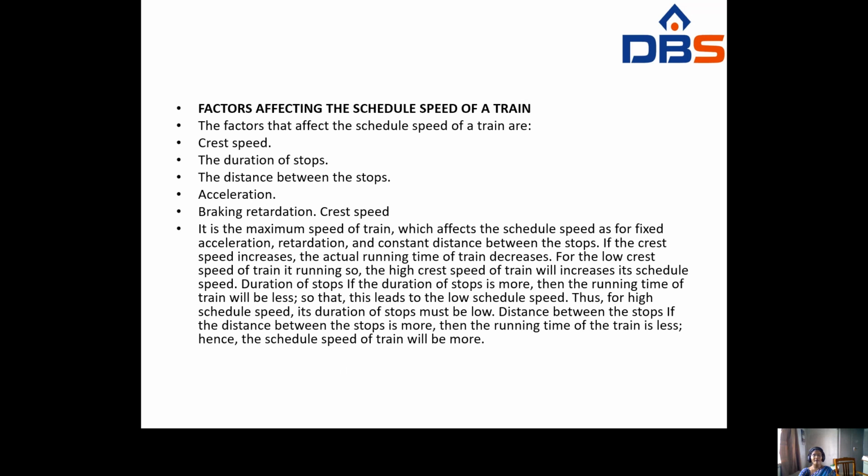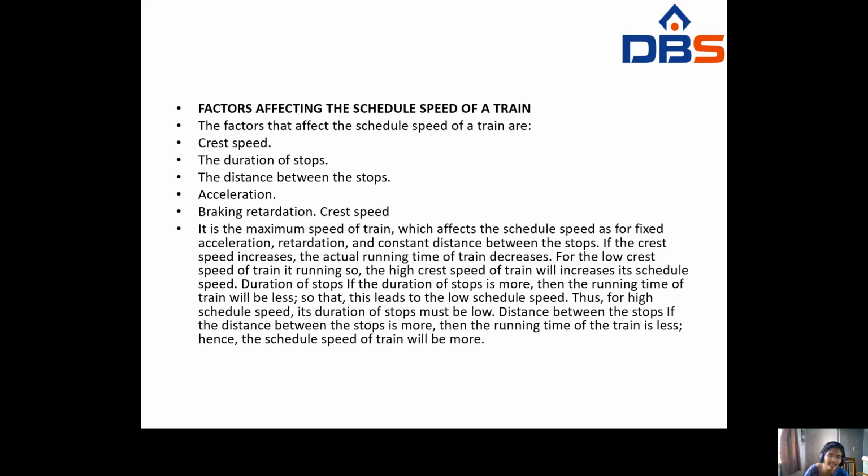Next are the factors. Some factors affect the speed of the train. What are the main factors that affect the scheduled speed of a train? Here we have to see the crest speed, the duration of stops, the distance between the stops, acceleration, and braking retardation.